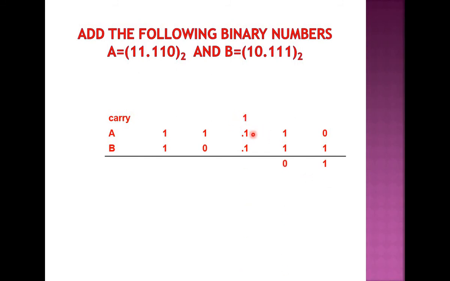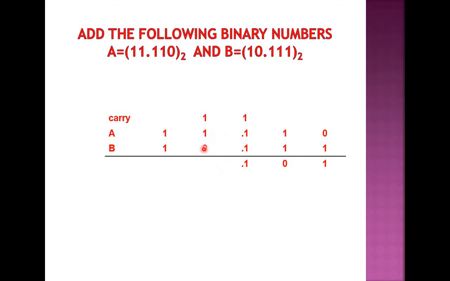So again 1 plus 1 plus 1 we have to add. Whenever we add 1 plus 1 plus 1, 1 plus 1 becomes 10 and 10 plus 1 becomes 11. So the sum becomes 1 and the carry also becomes 1. Here we also add the binary point, so we write 0.1 and the carry goes to the next column, that is 1.